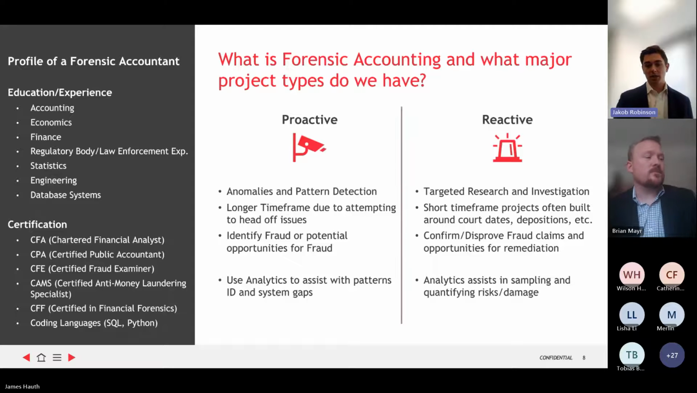And then our reactive projects are very targeted, very short term, often involving depositions and court dates. We need to move quickly. We're trying to assist with confirming or disproving fraud claims and identifying opportunities for remediation if there are any. Analytics is more powerful here in making sure that sampling is done effectively to investigate the questions that are being raised. And if there is a question of potential damages that comes out of it, we help with the quantifying and risk side of things too.